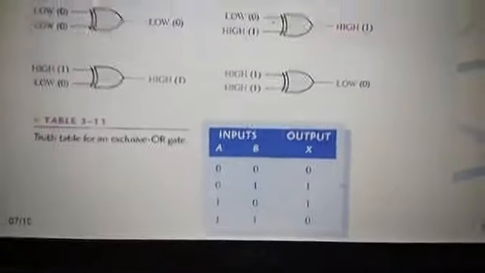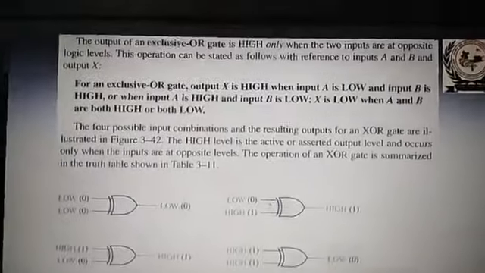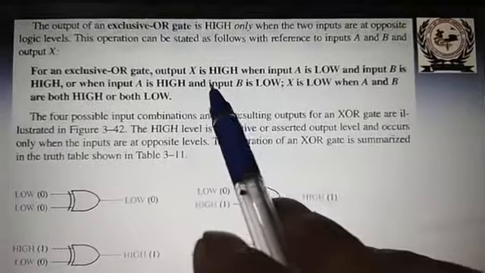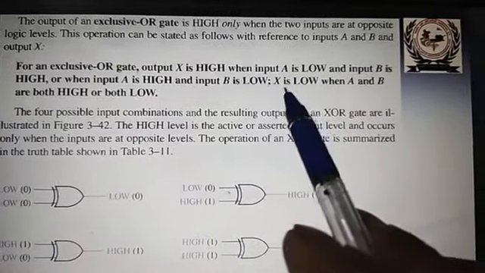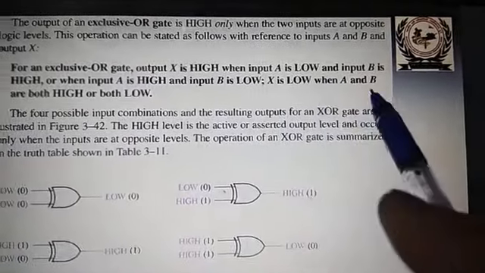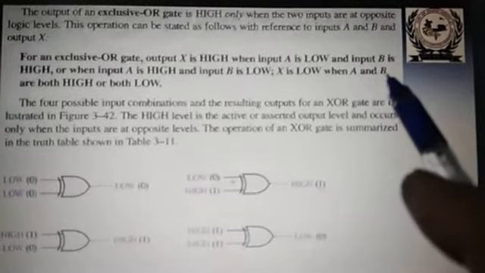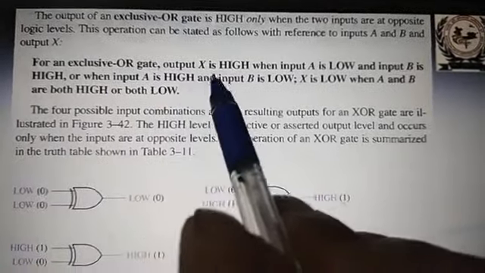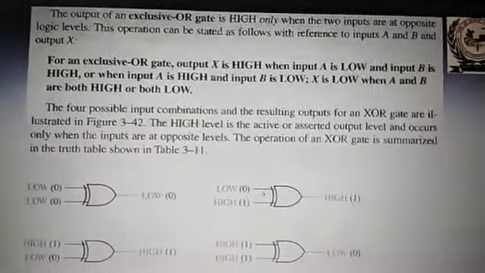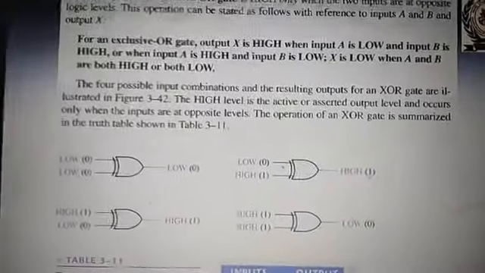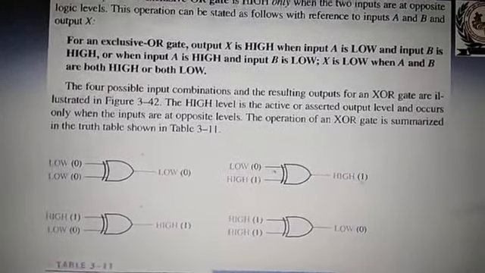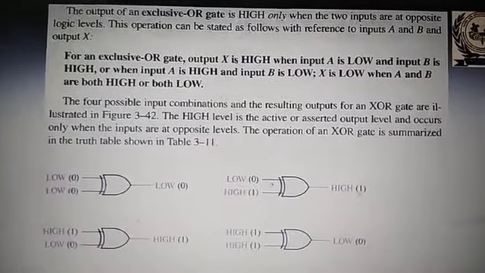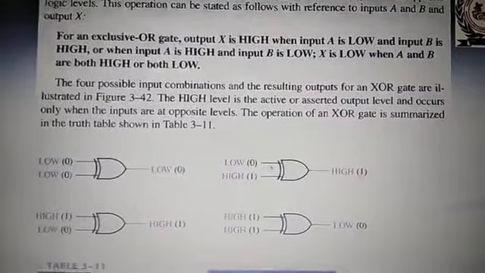Then what is the expression for the exclusive OR gate? That is also important. So for an exclusive OR gate, output X is high when input A is low and input B is high, or when input A is high and input B is low, right? That means if A and B are the input, then A into B bar plus B into A bar is the output of the XOR gate, right?